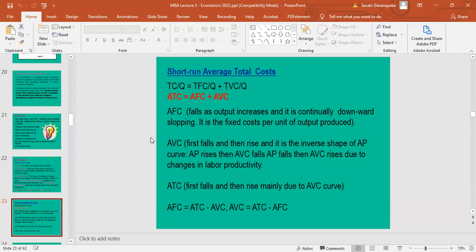Then the average variable cost curve. Earlier we were talking about the total curve. Now we are talking about the average curve. That means we are dividing by the number of units we produce.